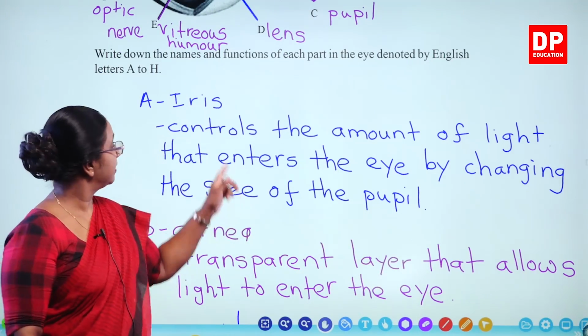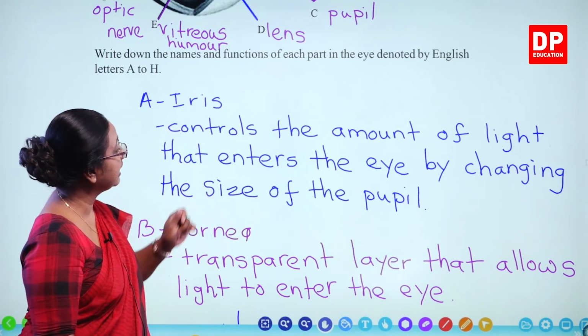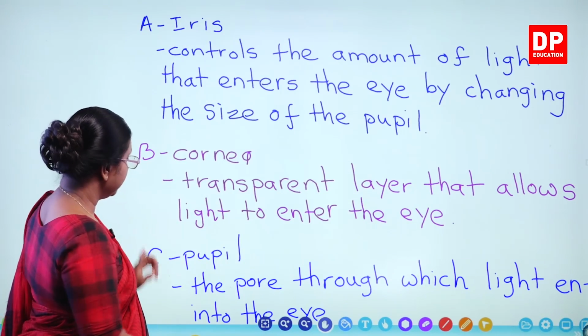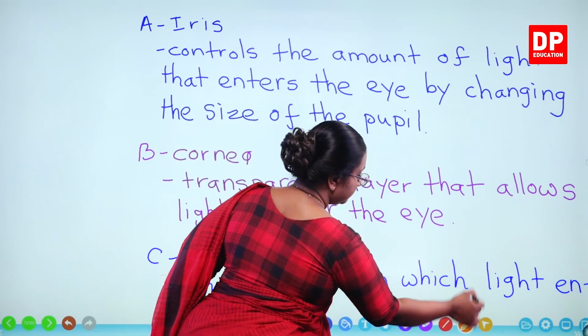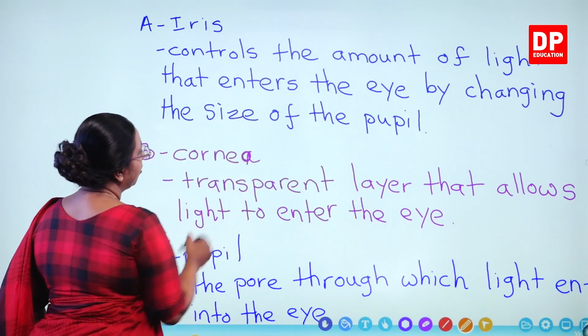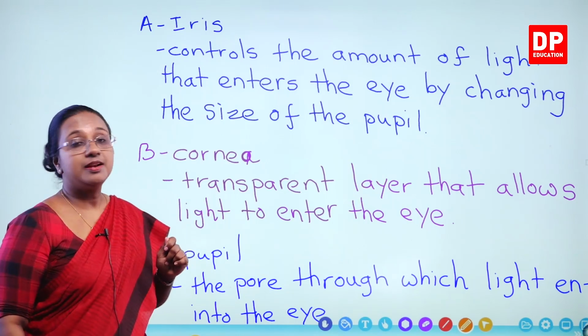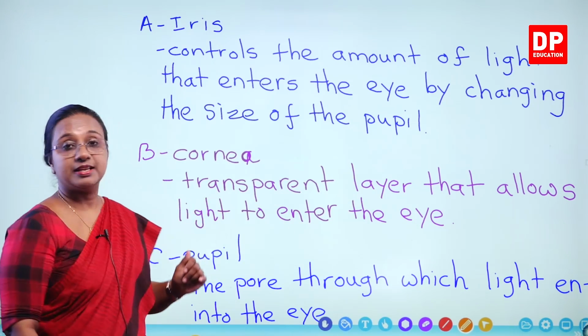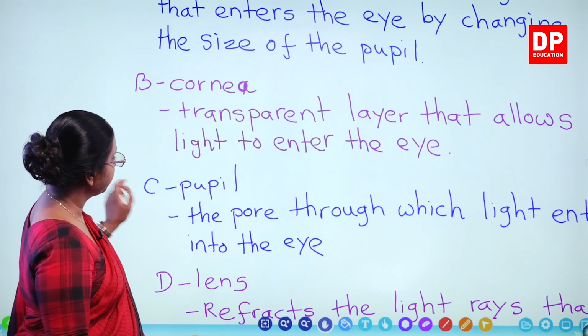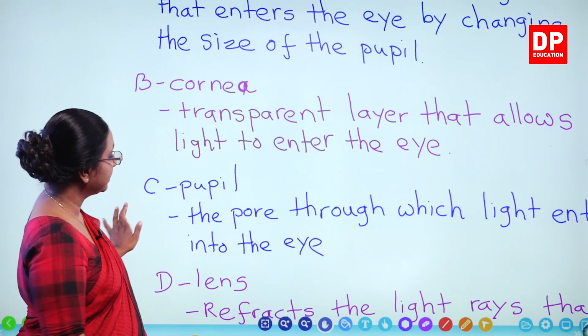A is the iris. It controls the amount of light that enters the eye by changing the size of the pupil. Then B is cornea. B here you can see is cornea, transparent layer that allows light to enter the eye. Then we have C is the pupil, the pore through which light enters into the eye.